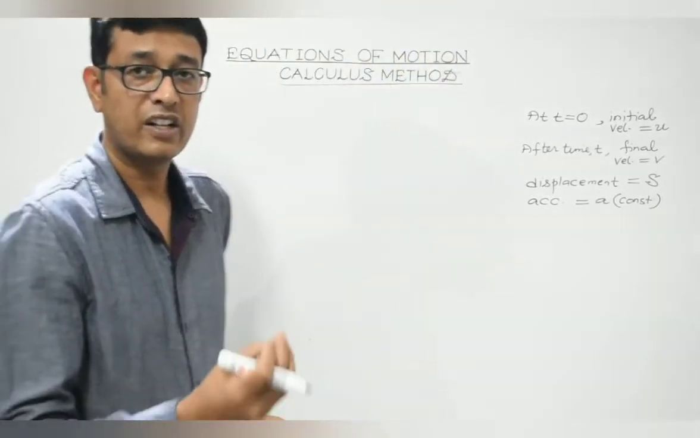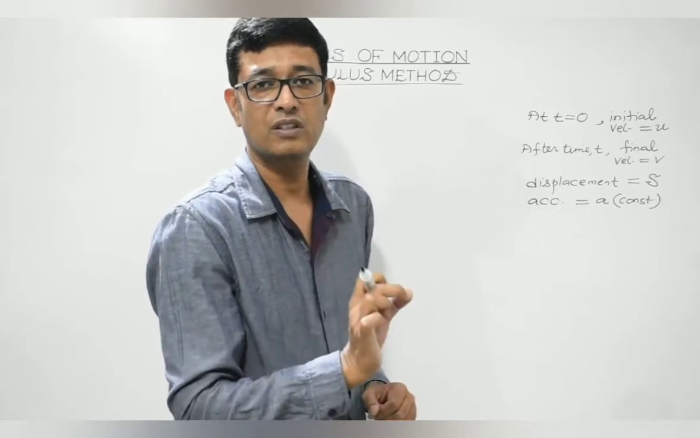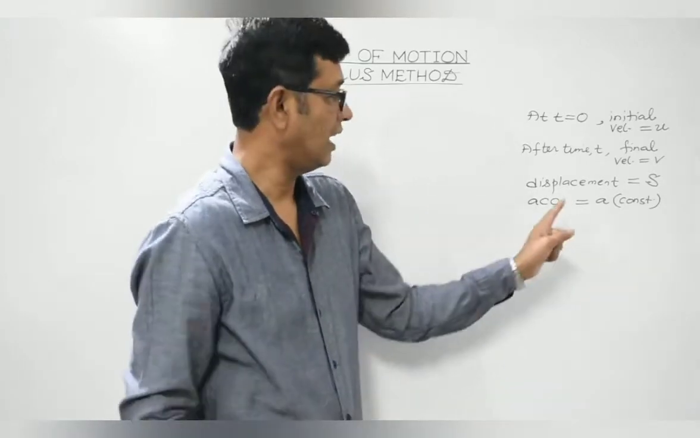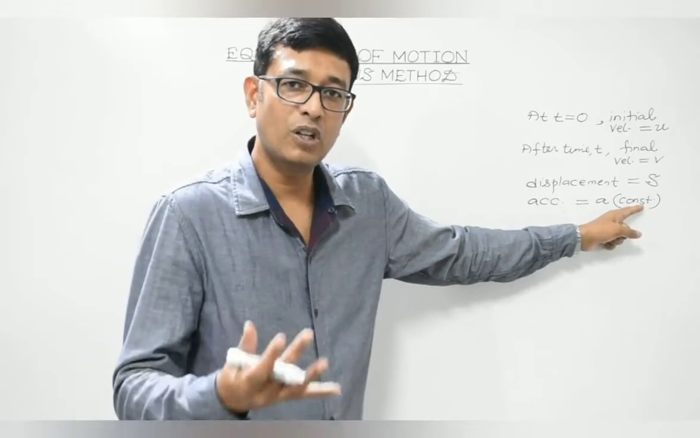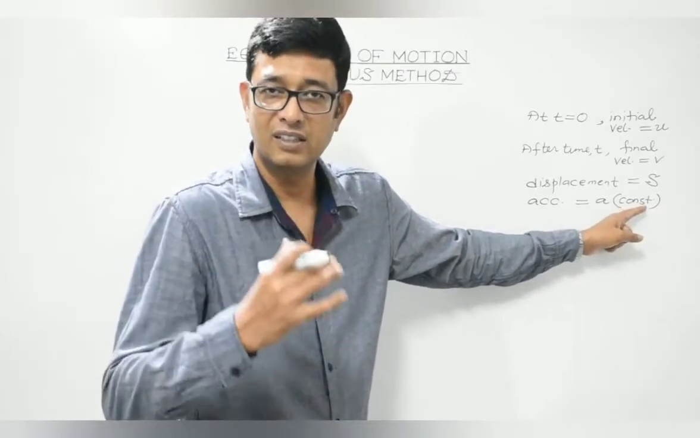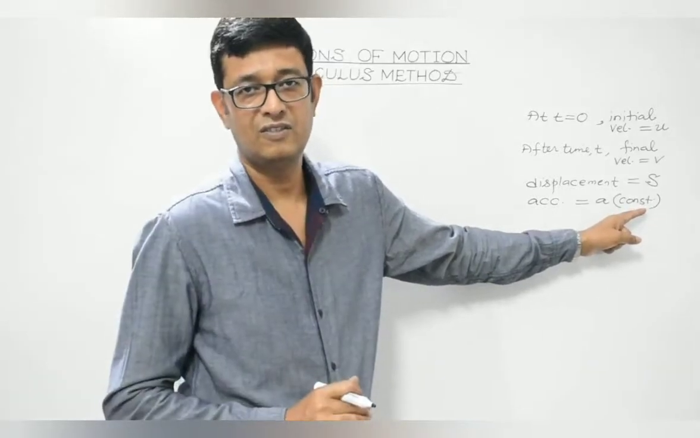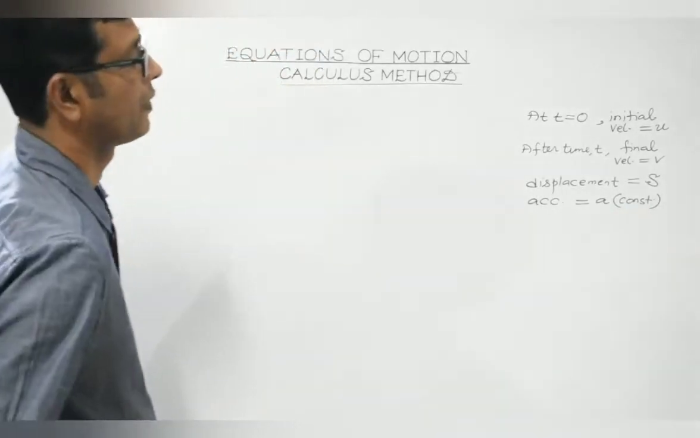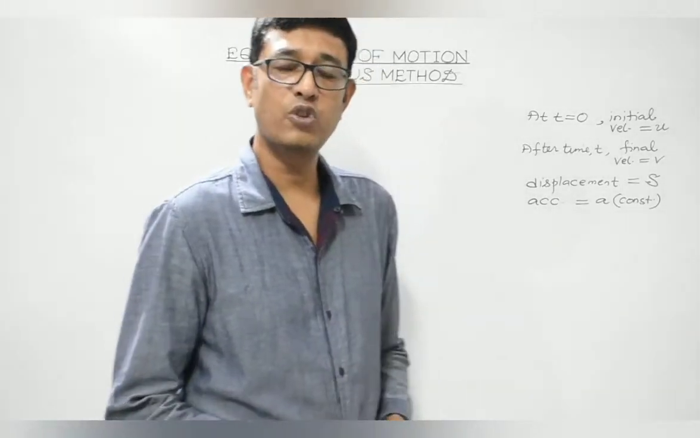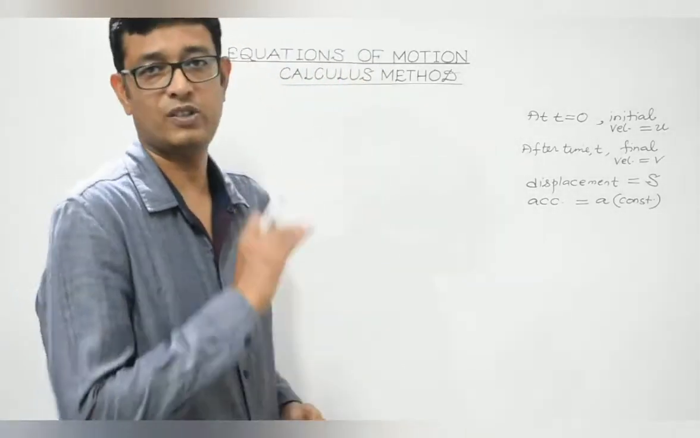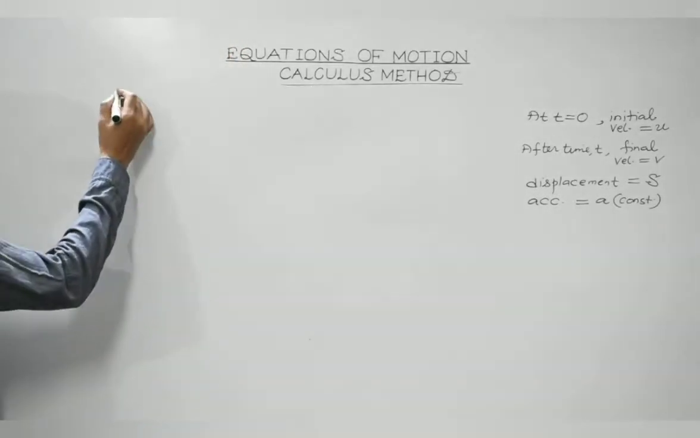which is the mandatory condition for a body to possess uniformly accelerated motion. Uniformly accelerated means acceleration of the body must be constant, so that the velocity of the body increases or decreases at a constant rate, right? So, let's try to derive the equations of motion by the calculus method. Here, let's begin with the first equation of motion, right?